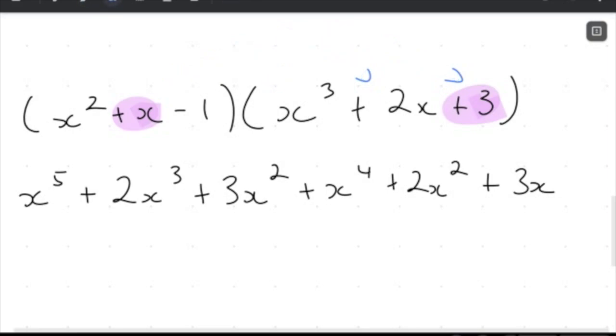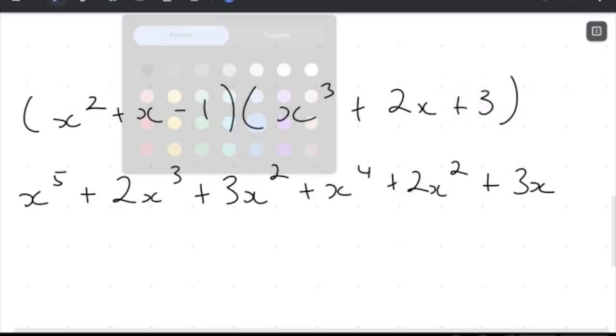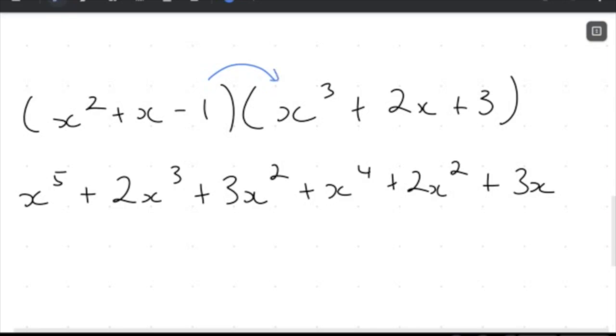Okay, so let's rub this out. We are on to our final part of our expansion. We want my -1 here to multiply by each of these terms.